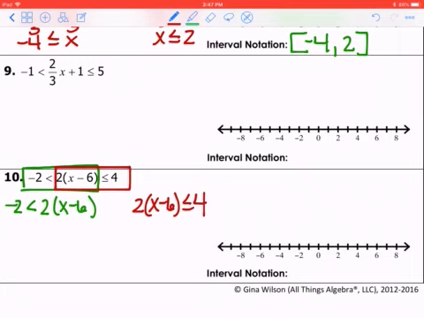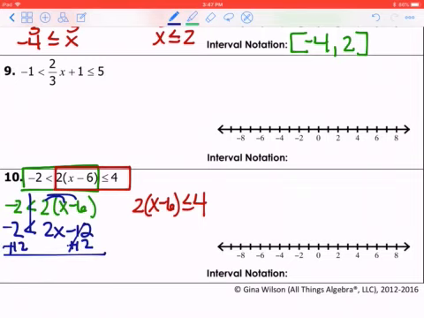Okay? Now we're going to solve them. I need to do distributive property, so I have -2 is less than, if we distribute this out, 2x minus 12. I'm going to add 12. So that's going to give me 10 is less than 2x. We're going to divide by 2. And so we have 5 is less than x. So there's my first part of my answer.